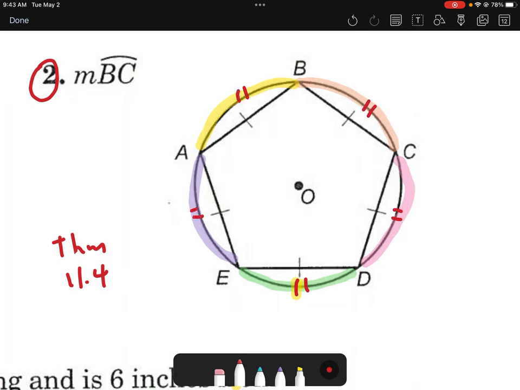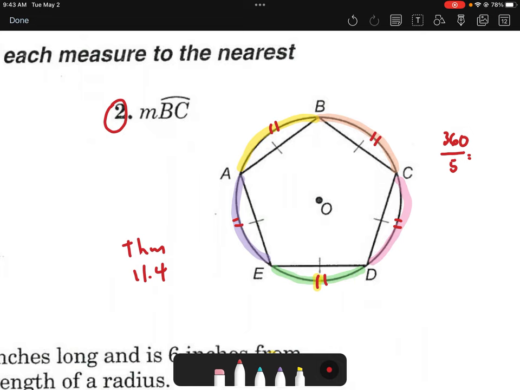Now, there's no numbers in this problem, so you have to know some things. For example, all 5 of those different colored arcs are going to add up to 360, and they're all the same. So the measure of each one would be 72.